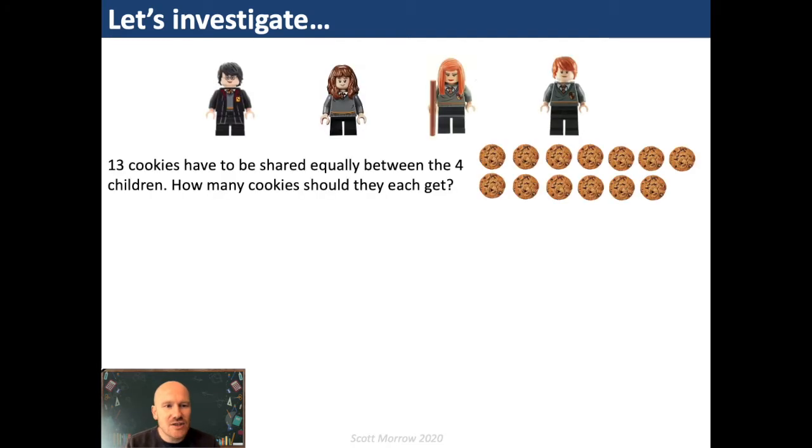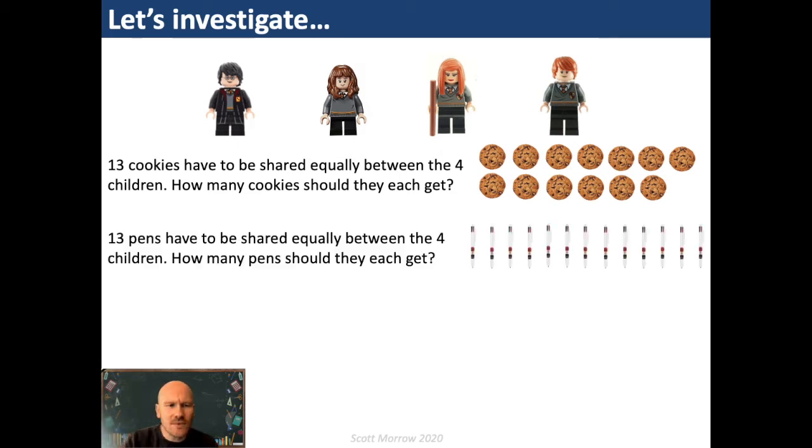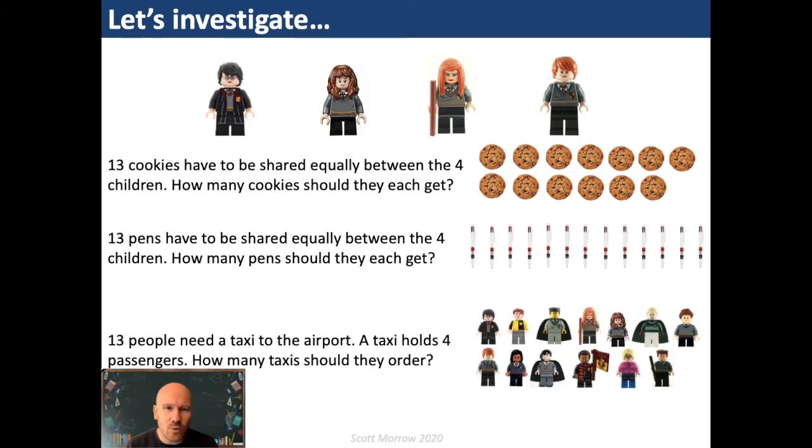It's time to get investigating with a partner. Here I've got 3 problems that I want you to have a go at. The first one is 13 cookies have to be shared equally between the 4 children. How many cookies should they each get? The second one is 13 pens have to be shared equally between the 4 children. How many pens should they each get? And the third one is 13 people need a taxi to the airport. A taxi holds 4 passengers. How many taxis should they order?